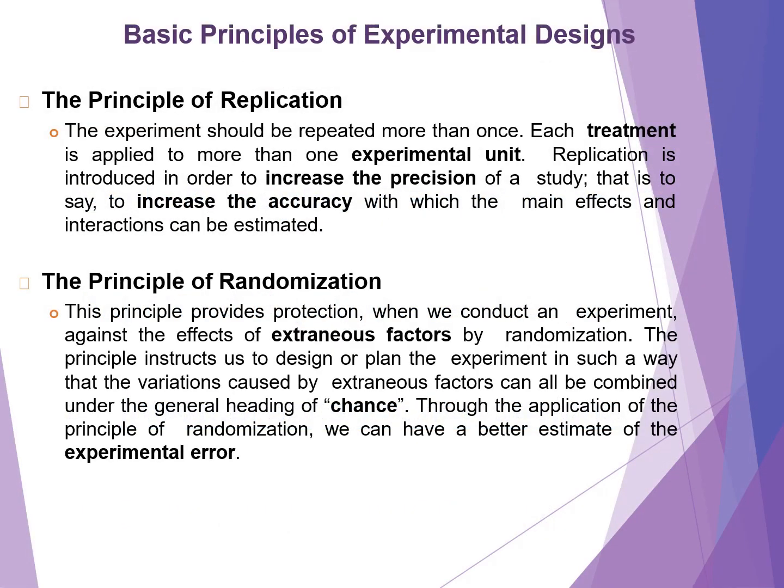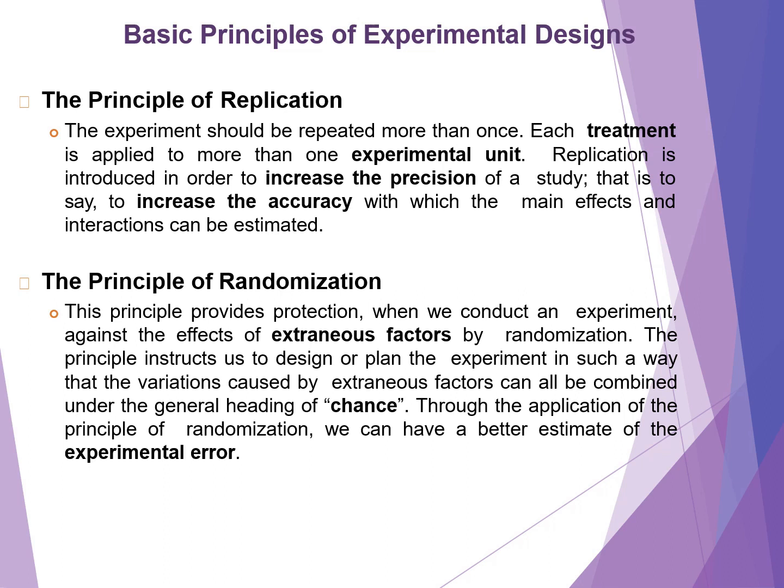There are three basic principles of experimental designs, that is replication, randomization and local control. And these principles are used to increase the accuracy by reducing the experimental errors. First, let's see about the principle of replication. That is, we are going to repeat the experiment more than once and we are going to measure the experimental data. Each treatment is applied to more than one experimental unit also to reduce the error.